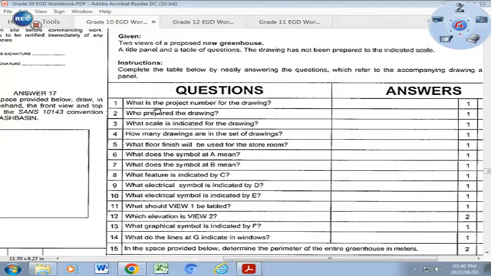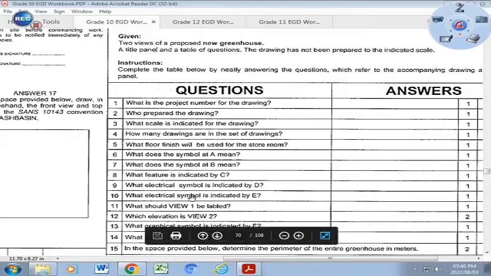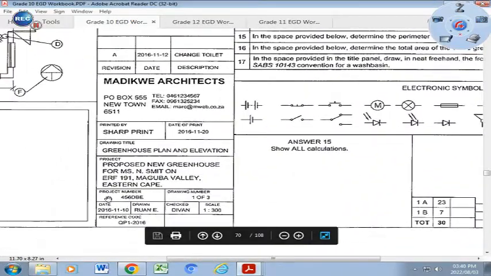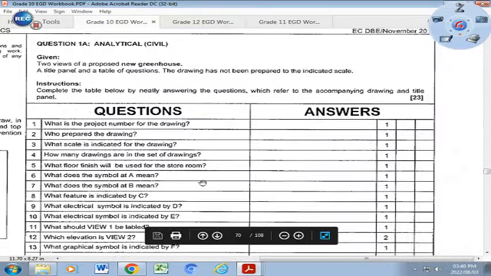So if you look at question number 1, what is the project number for the drawing? You go down to your title bar and you will find that the project number is there, 456 DBE, and that's the number you are going to fill in that space over there.